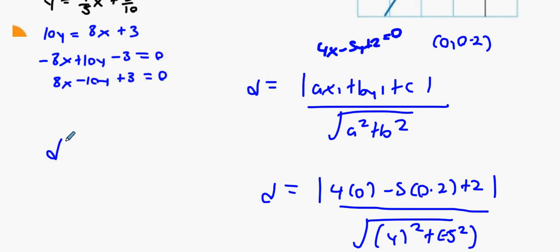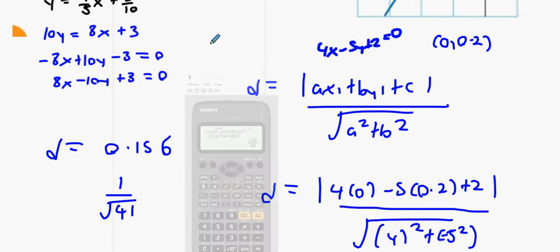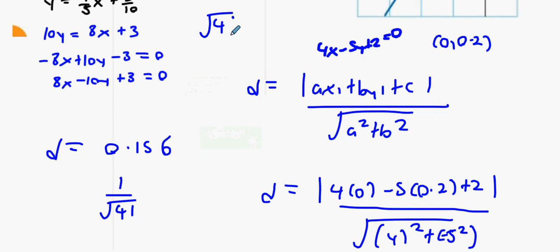Did anybody get an answer of 0.156? Or did anybody write it as 1 over the square root of 41? Some of you are probably wondering, how did I get this here? So, if I have root 41 on top and 41 on the bottom, I can change that 41 into root 41, and then I'm just left with 1 over root 41. Same thing. Alright.